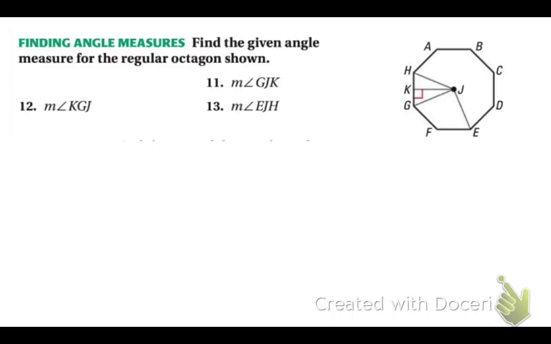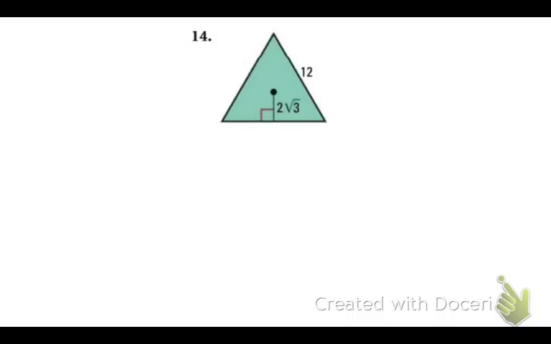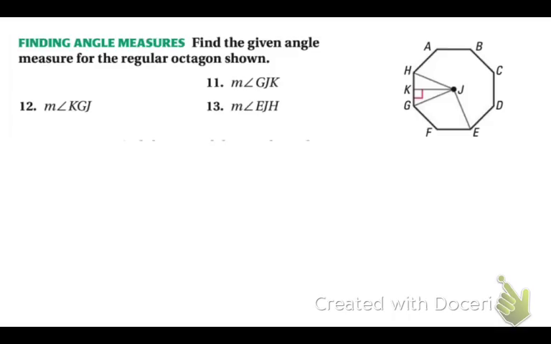So find the given angle measure for the regular octagon shown. Okay, and we're not given a whole lot of information. So what do we do? We don't know a whole lot, but we do know something that we just did on the last page. So let's calculate the central angle. When you're faced with a blank polygon like this, the only thing you can really figure out is the measure of the central angle.